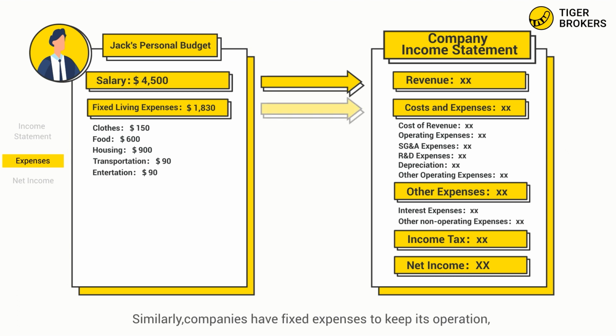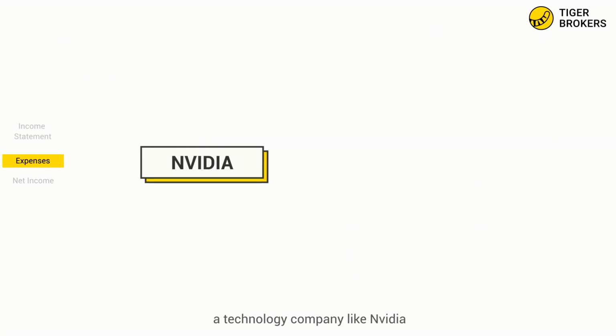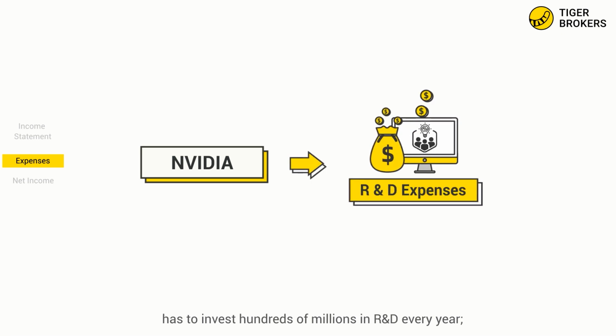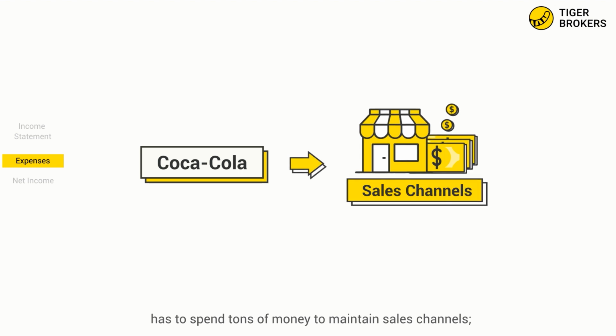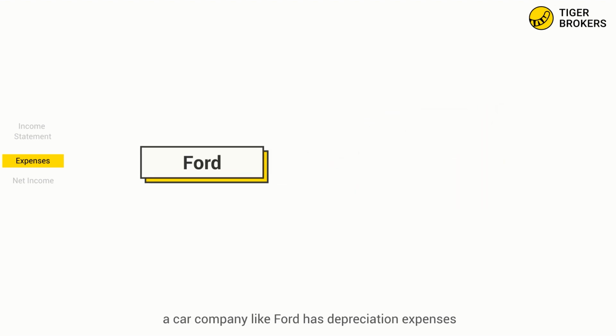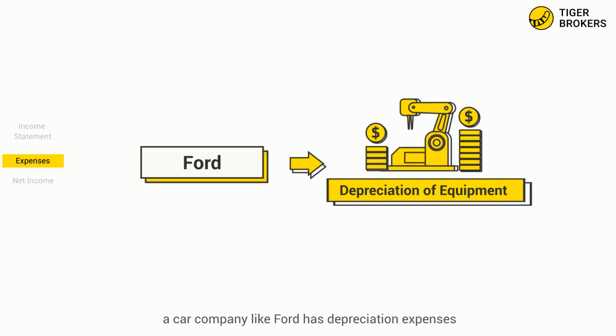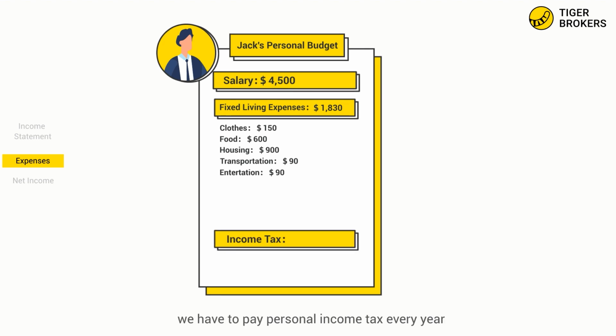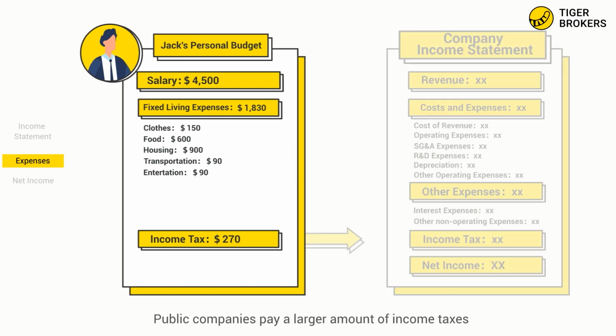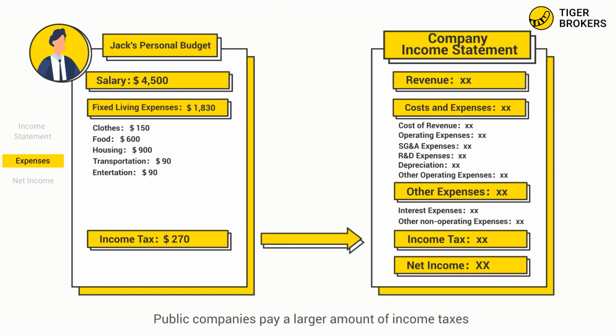Similarly, companies have fixed expenses to keep its operation, which are called expenses. For example, a technology company like Nvidia has to invest hundreds of millions in R&D every year. A consumer company like Coca-Cola has to spend tons of money to maintain sales channels. A car company like Ford has depreciation expenses for its production equipment annually. In addition to fixed expenses, we have to pay personal income tax every year. Jack has to pay $270 on average every month. Public companies pay a large amount of income taxes.